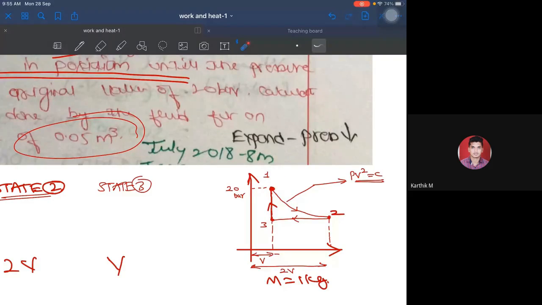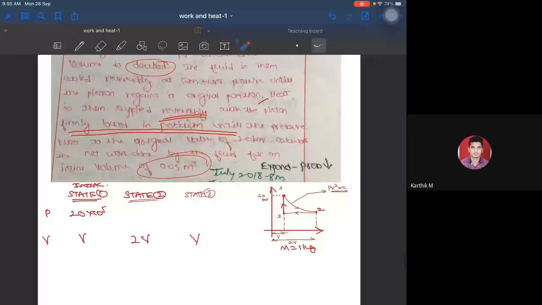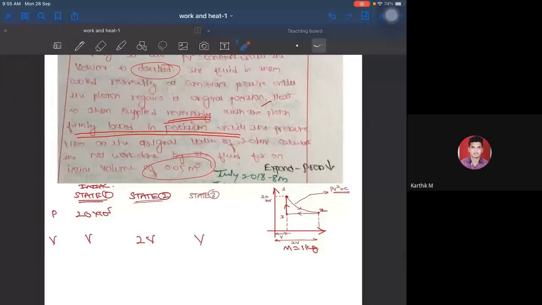Now, is any other information given? The pressure rises to the original value of 20 bar, he says. No issue. Now, calculate the net work done by the fluid for an initial volume of 0.05 meter cube. Where is the initial volume? Initial volume in the sense state 1, state 2, or state 3? Which one?